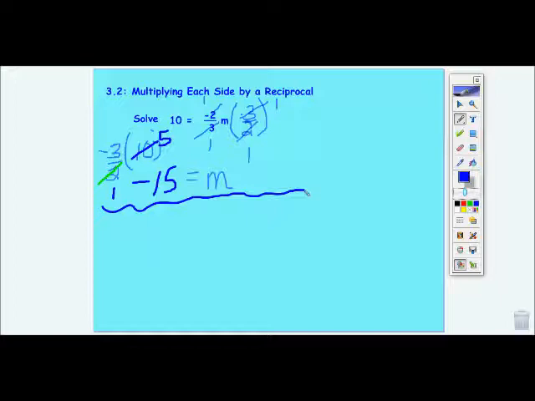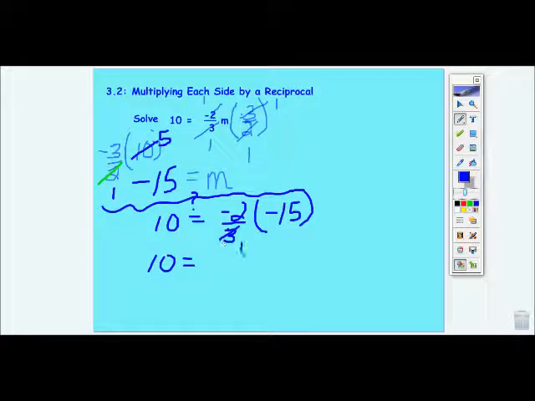Let's do 10 equals negative 2/3. I'm going back to my original sentence, the type sentence here, and I'm going to substitute negative 15 into here. This is my check, to see if this is in fact a true statement. So 10 equals, 3 goes into 3 once, 3 goes into negative 15 negative 5 times, negative 2 times negative 5 gives me a positive 10.